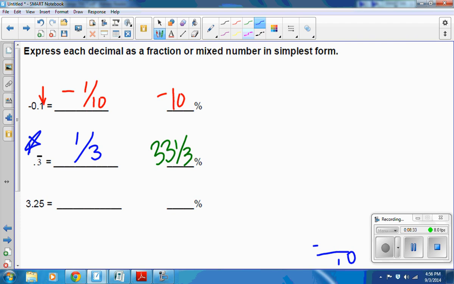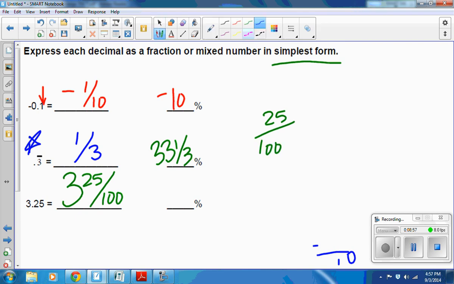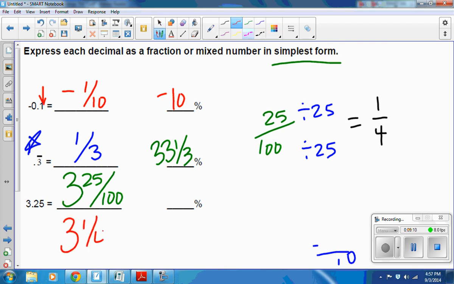So I'm going to go to fraction. This is saying, if you know your place value, it's pretty easy. Place value, place value, place value. I have 3 wholes and 25 100ths of a fraction. I need my answers in simplest form. I can simplify 25 100ths by dividing by the greatest common factor, which is 25 in this case, top and bottom, and I get 1/4. So this answer in simplest form is 3 1/4.